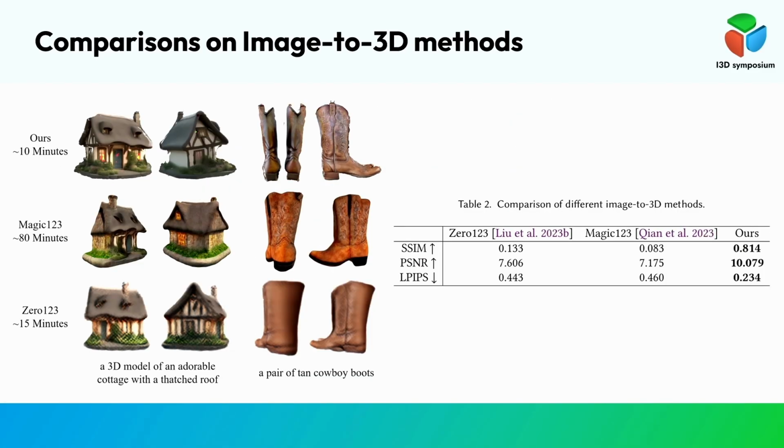We further compare our model with other image to 3D approaches. Our method requires less time for generation while ensuring multi-view consistency. Additionally, in the example of a pair of cowboy boots, both Zero123 and Magic123 fail to generate a complete pair of boots, producing only a single boot instead. In contrast, our method successfully generates a full pair of boots. Our method can generate more reasonable and consistent content in a short time.